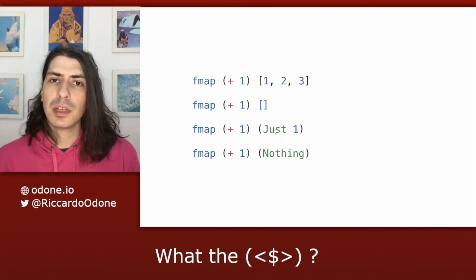In case of Maybe, we can see that in case of Just, we apply the function to the value that the Just is wrapping. So here we would get as a return value Just 2. And in the case of Nothing, we don't do anything. So the return value would be Nothing.